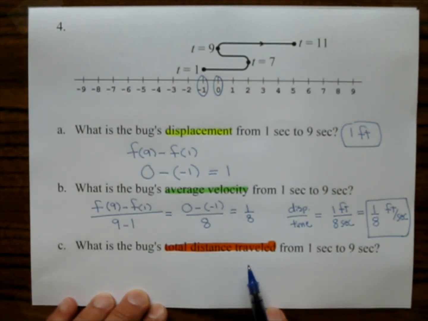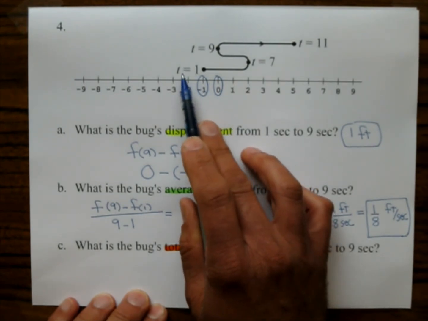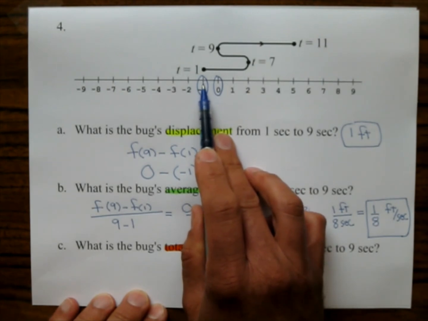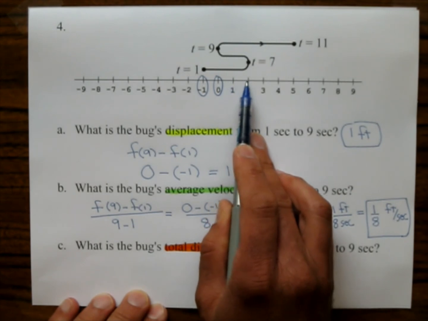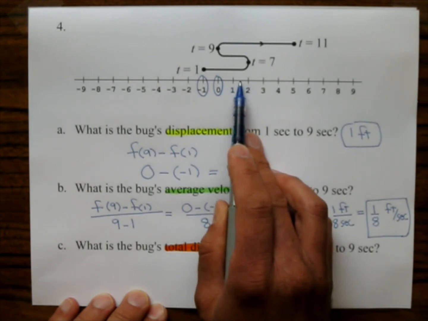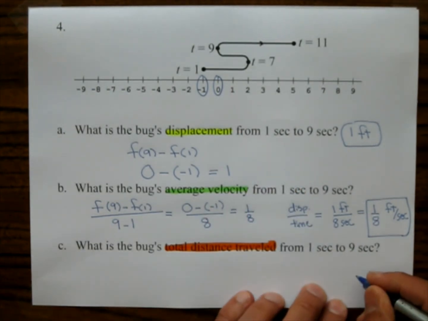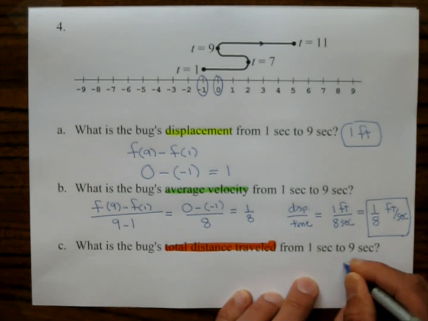Well, the total distance traveled means I'm going to have to count this as I go from time equals 1 to time equals 9. So here I go. I have to count on the number line. 1, 2, 3. Now I turn around. 4, 5. So the total distance traveled was 5 feet.